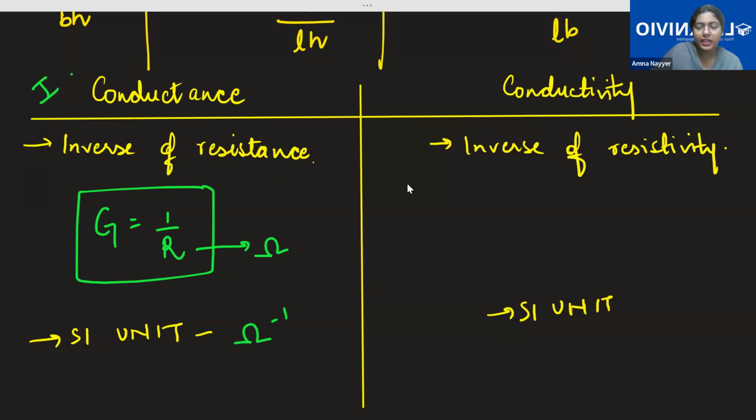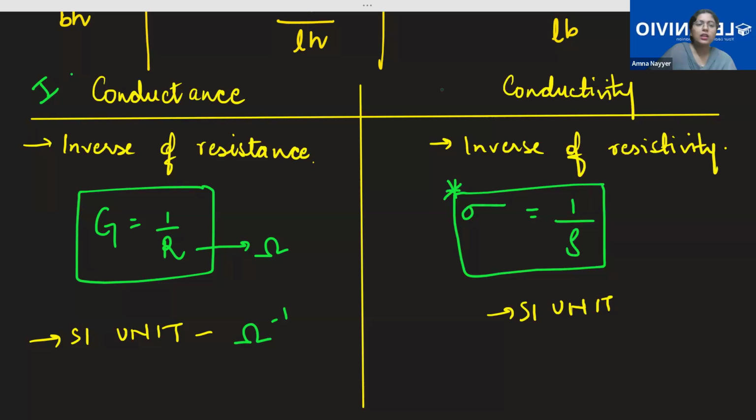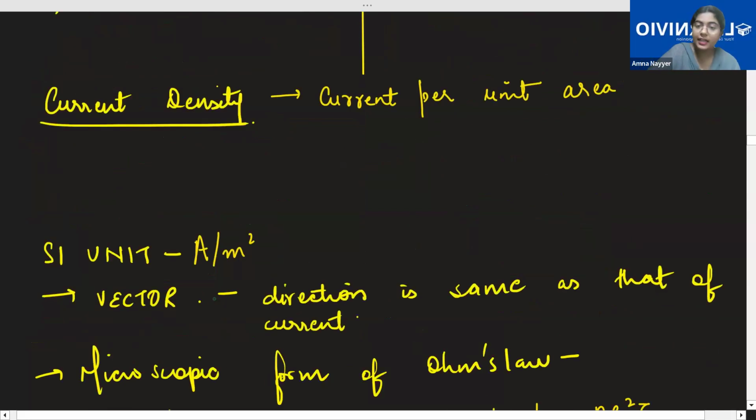Then conductivity. Conductivity is the inverse of resistivity. The symbol of conductivity is sigma. Inverse of resistivity means 1 by rho, where rho is resistivity. Conductivity is actually even more important than conductance. The unit of resistivity is ohm meter, so the unit of conductivity will be ohm inverse meter inverse. So these are two basic terms. Individually, these aren't asked. Numerically, they are used, and conductivity is used more. It is a common term that we study because it has a lot of applications. Then current density. Current density is very important.